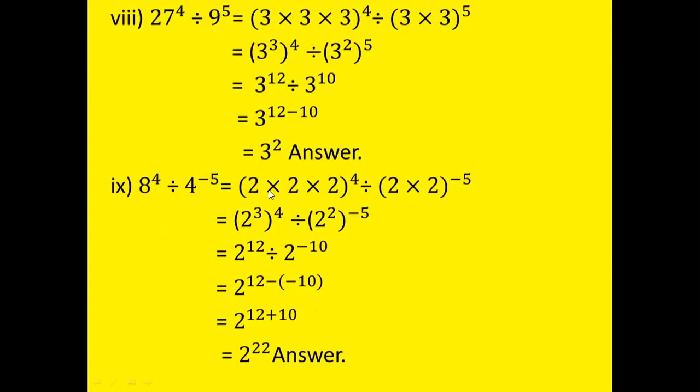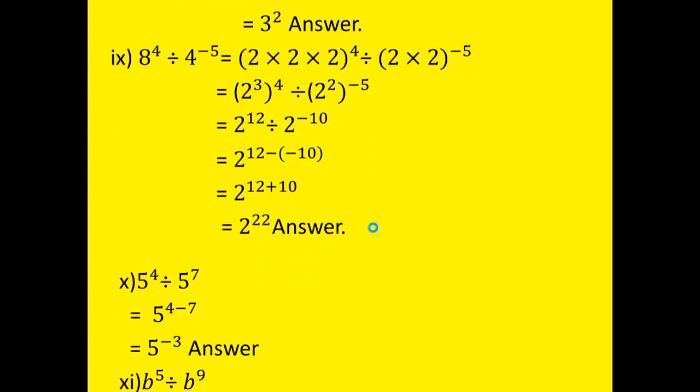Similarly here 8 we have to make it 2 cube, 2 cube means this 8, 3 fours are 12, then we have to subtract the power. It is negative 2 into 5, minus 10, then 12 minus minus 10. Division means we have to subtract the power. 12 plus 10 means it's 22. 2 to the power 22 is the answer.